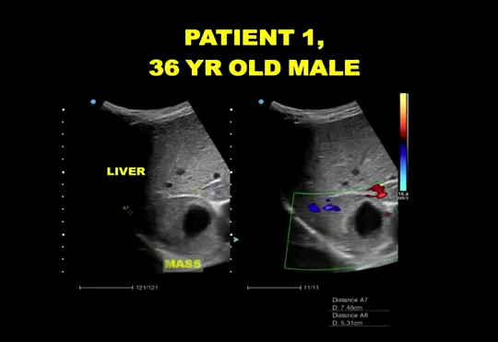The second patient who was presented was a 36-year-old male with the right suprarenal mass. So this is the liver, and this is our mass with a central hypoechoic area, which is an area of necrosis, very common with phaeochromocytomas, and then the solid component. We still see the mass is relatively vascular on spectral Doppler.